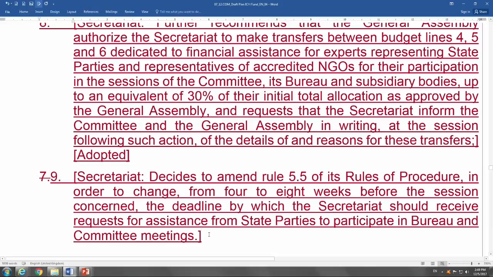And finally, last para 9, to modify Rule 5.5 of the Rules of Procedure of our committee, changing the deadline for state parties to send their request for assistance to participate in Bureau and the committee from 4 to 8 weeks. This is the other para that the Secretariat wished to introduce as a new para. Once again, the text was sent to the committee members last night. Are there any objections? I recognize the permanent delegate of Guatemala. No objection, Mr. President. I would just like to know from the Secretariat the reasons that motivated the reduction of this period of time. Thank you.